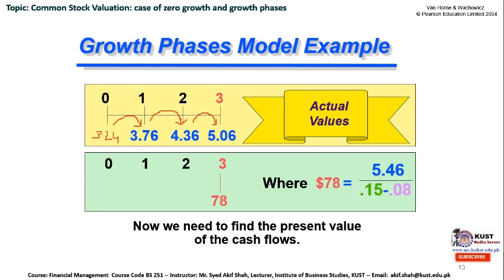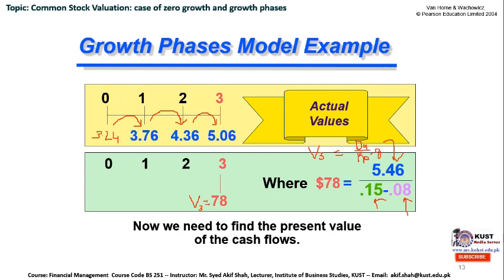However, the formula to calculate V3 with the help of the constant growth model was to divide D4 by KE minus G. So KE minus G in this case is as mentioned below. D4 is 5.46 as we have calculated in our previous slide. The discount rate is 15% and G2 is 8%. So we have plugged the relevant data into the formula, and the value at time 3 is $78 for this common stock.